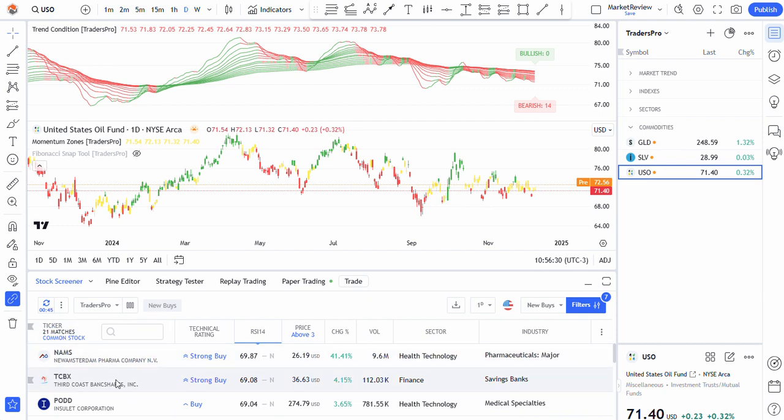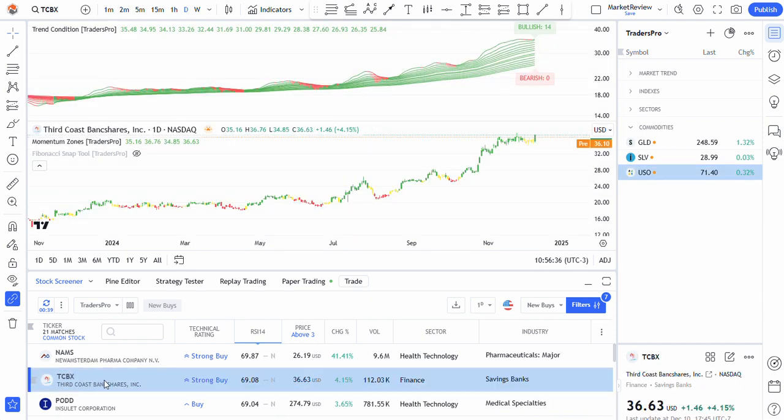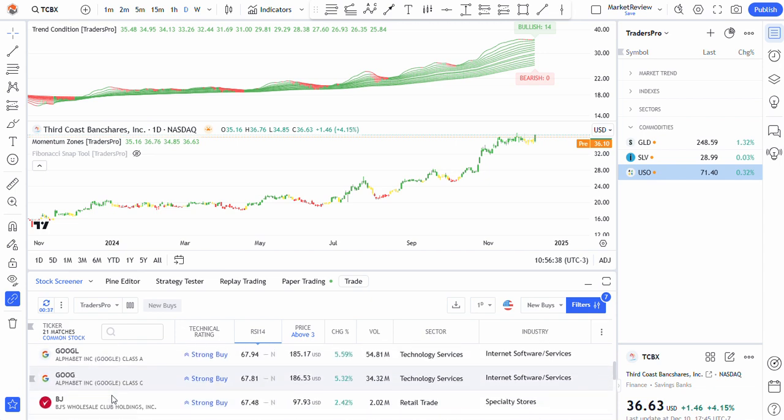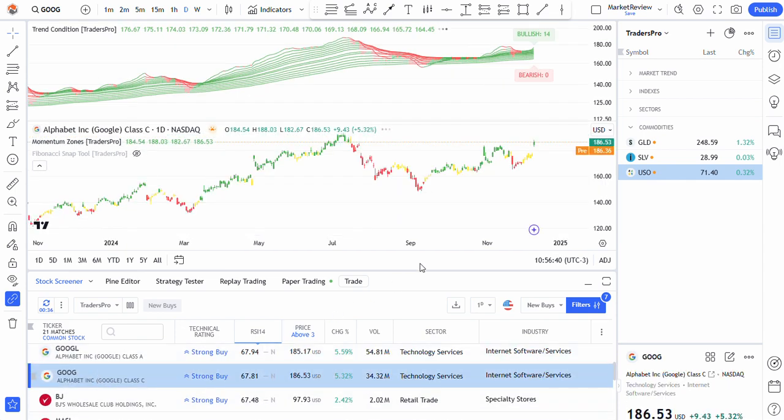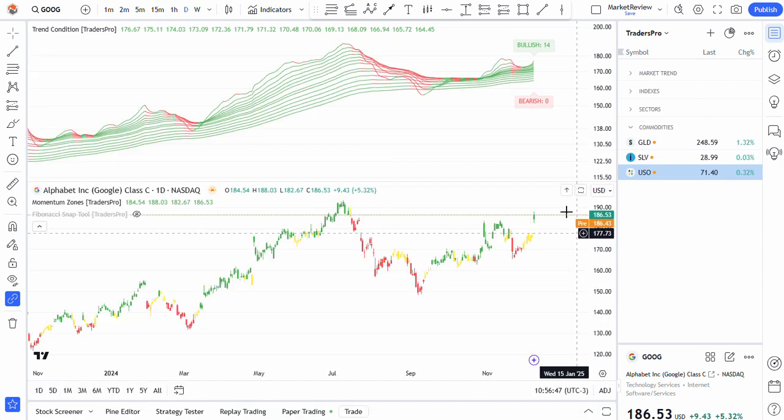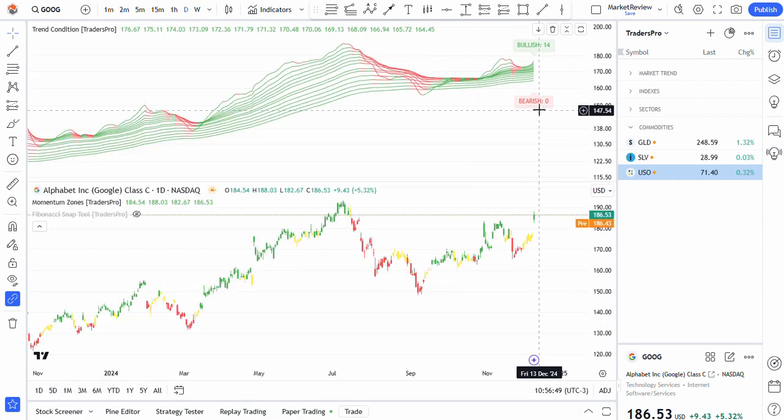But this screener is going to be able to go through and show you some of the names that are in new buys. Okay, so a couple names to consider. I actually have Google in there for today. If we look at Google, nice move higher. We don't necessarily have to use this. In fact, when we start to look at the individual stocks, you can use that same trend indicator if you want to. It's going to do the same thing.